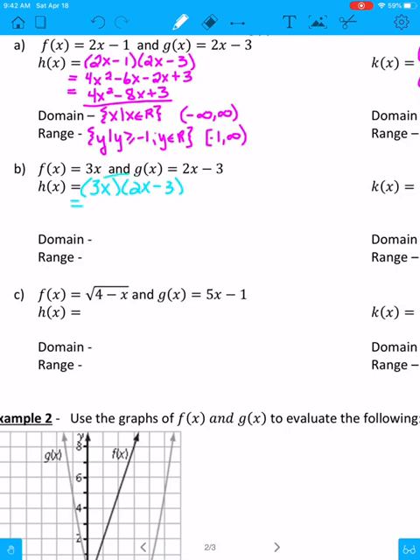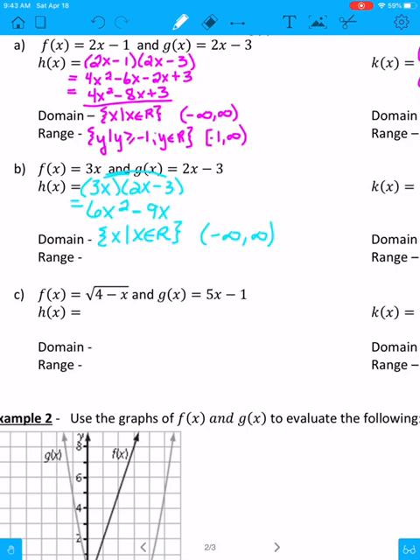So I'm going to distribute, and I'm going to get 3x times 2x, which is 6x squared, 3x times negative 3, which is negative 9x. My domain is x ∈ R because my two original functions are lines and they're x ∈ R, or the fact that you can type it into your y equals. So I'm going to type into my y equals on my calculator, 6x squared minus 9x. I know it's a quadratic, so it has the domain of x ∈ R, or in interval notation, negative infinity to positive infinity. It's a concave up parabola, so I need to find the minimum for my range.